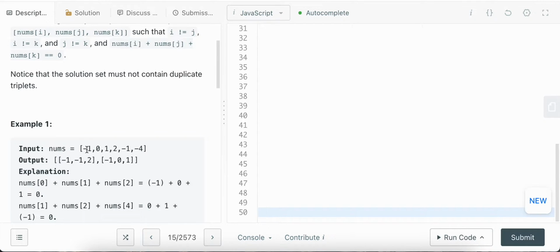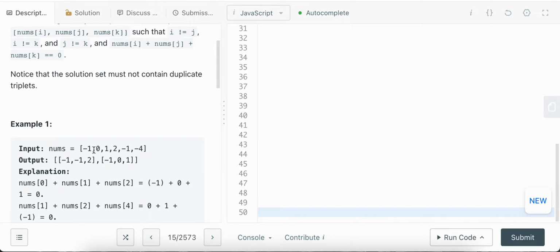Given a bunch of numbers, we have to pick three numbers such that their indices do not match and the sum is equal to 0. For example, I've taken -1, 0 and 1. What are the indices of it? 0, 1 and 2. And we know 0 is not equal to 1, 1 is not equal to 2 and 2 is not equal to 0. So all the indices are unique, not equal to one another. And then what is the sum of this? -1 plus 0 plus 1 is equal to 0, which is why this is a solution and is included in the output array.